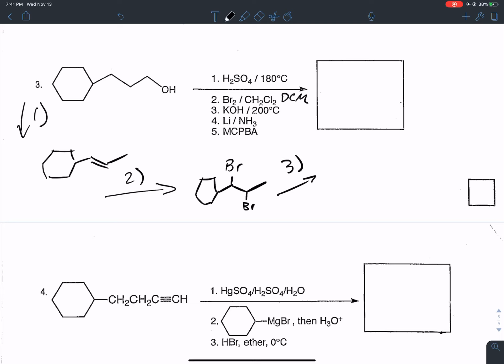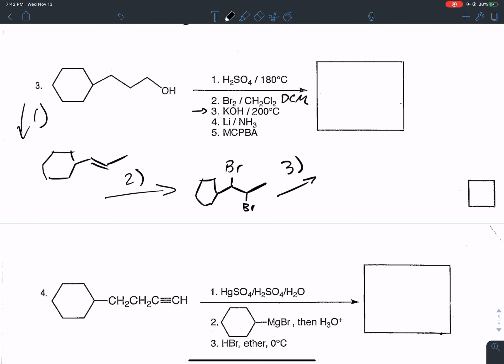Step 3, KOH 200 degrees Celsius. This reaction generates an alkyne, a triple bond. It'll do E2, 2 times consecutively. There are 2 possible reagents you can use for this.